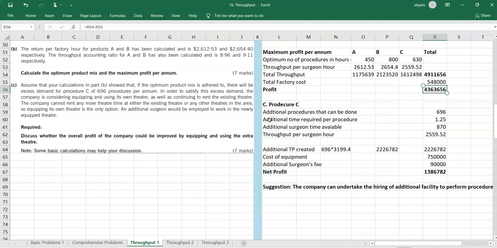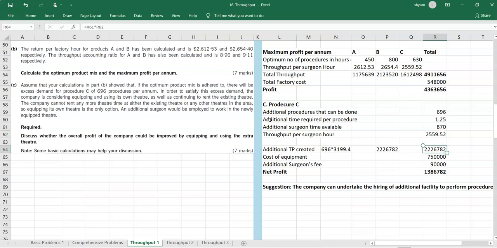Okay. About the C element, they have told you that 696 procedures can be done if we take an additional facility at a cost of 7,50,000 and a surgeon cost of 90,000. So they are asking whether we can go with it or not. That's what they are asking. So 696 procedures into 1.25 hours will give us total hours. So we require 870 surgeon hours. Each hour we can make an income of 2559. That means we'll get this number.